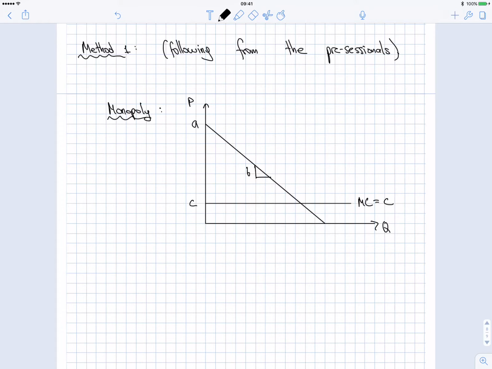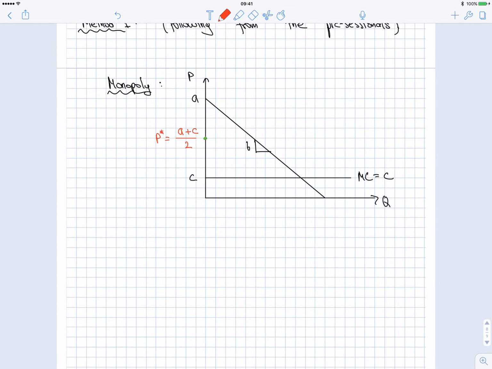Anyone remembers the formula for this from your precessionals? A plus C divided by 2. Can we explain that? So practically, if I take the midpoint between A and C, that midpoint is going to give me the optimal price. What do I mean by optimal or best price? I mean the profit maximizing one. And it's going to be A plus C divided by 2. What's the intuition behind it? Well, you can kind of solve it if you want. You can trust me, or you can go back to your precessional notes.